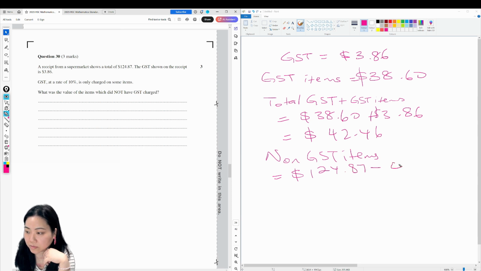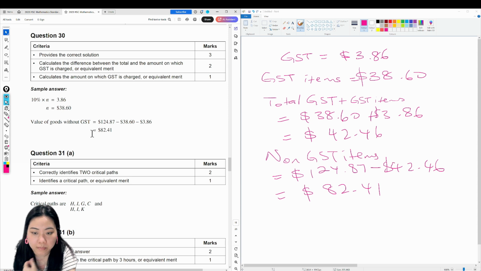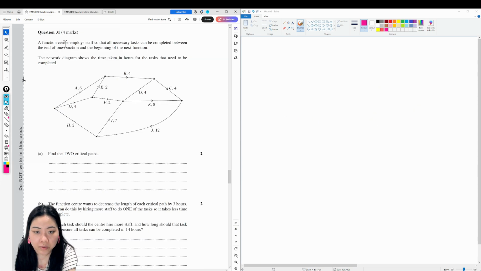Therefore, the non-GST items is $124.87 minus $42.46. That comes to $82.41. Now let's see if we managed to answer the question. What's the value of the items that did not have GST charged? Not much. Let's check the answers. Yep. Perfect.